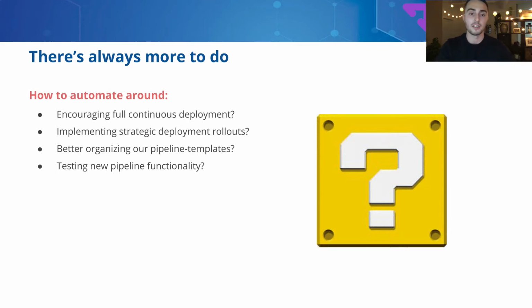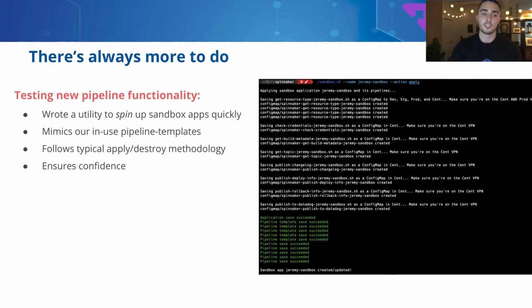So what we did was we created a utility here at Upside called Sandbox. Essentially what it does is it spins up a sandbox Spinnaker application, and I put spin there in italics because we're using the spin CLI for it. So essentially it creates a sandbox application mimicking our in-use pipeline templates as closely as possible, but uniquely enough to not step on their toes. And so basically, if our new changes work in the sandbox application, in the sandbox pipeline templates, we're very confident that when we lift and shift that change to our in-use pipeline templates, everything will work as needed.